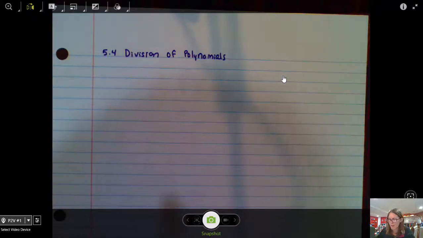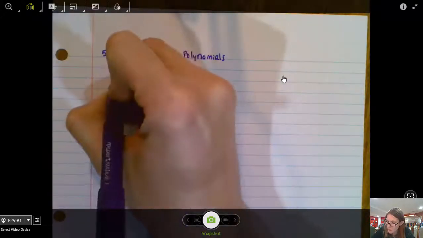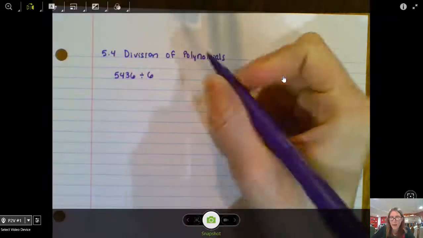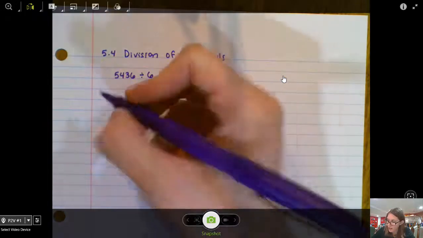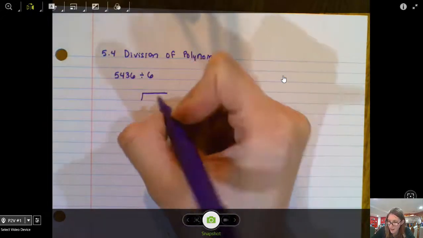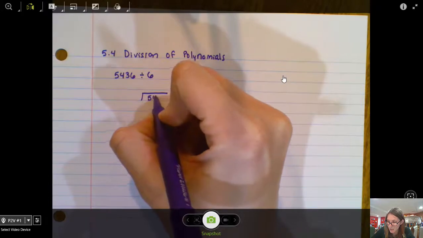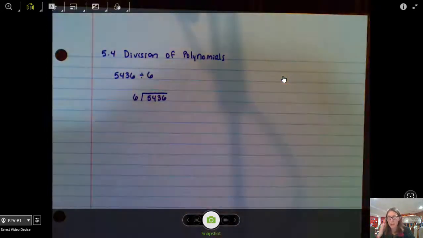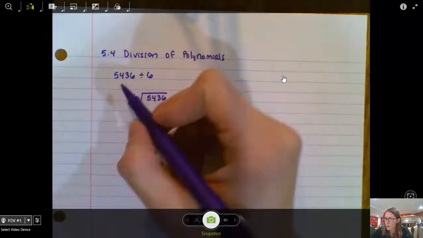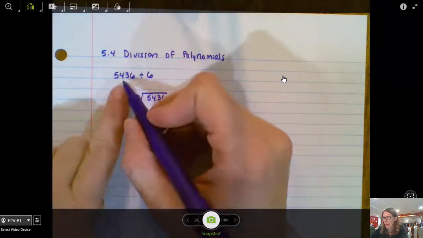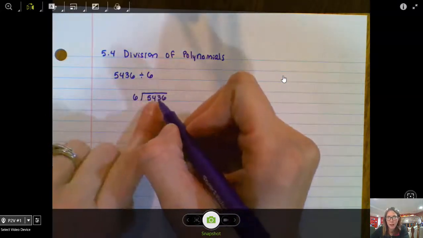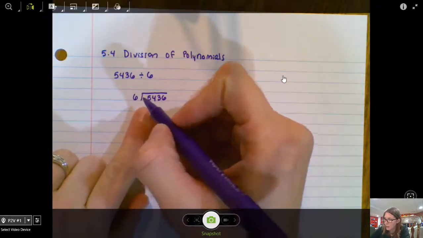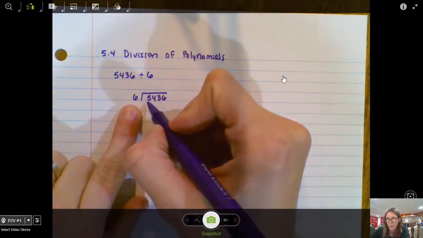divide just numbers. So if I had this problem, 5,436 divided by 6, I can solve this problem using long division. And I know some of you guys, it's either been a really long time since you've done long division, and some of you might not have even ever learned long division. So that's what I'm going to look at right now. So this is my problem. My bigger number goes underneath my division bar, and then my 6 goes out front. To do long division, I want to think, does 6 go into 5?